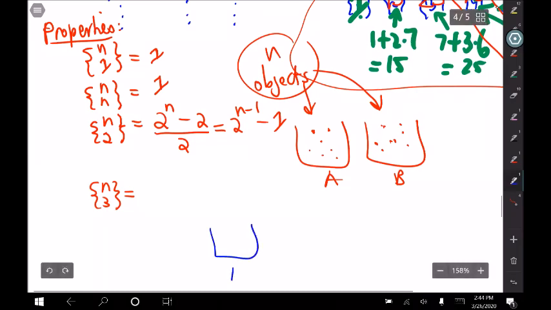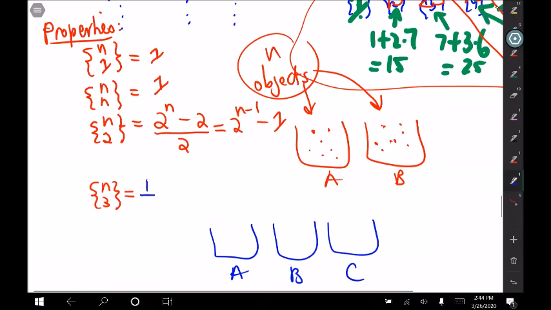So 3 boxes, A, B, C. For the time being, I will keep them distinguishable, and in the end, I will just make them indistinguishable by dividing it by 3 factorial, right? Because there are 3 factorial permutations between them, dividing it by 6, that's correct. All right, let's do it.